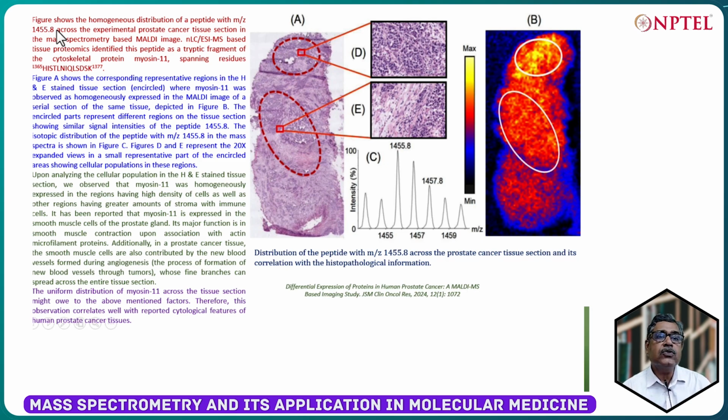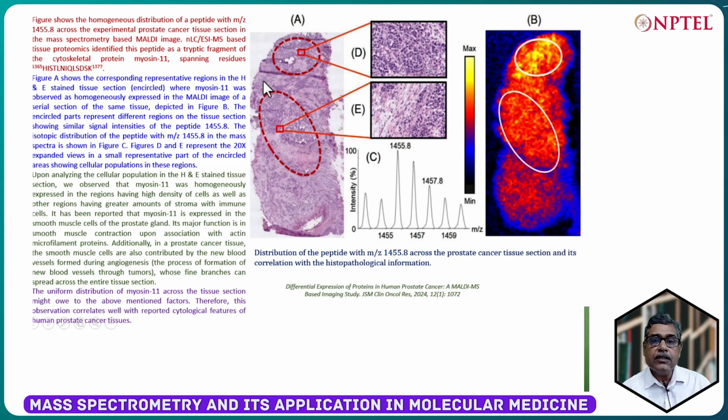So, this figure shows homogeneous distribution of the peptide with m/z 1455.8 across the experimental prostate cancer tissue section in mass spectrometry based MALDI imaging. Nano LC-SIMS based tissue proteomics identified this peptide as a tryptic fragment of the cytoskeletal protein myosin 11. So, this is the MALDI tissue image, and this is the histopath image of the serial section.